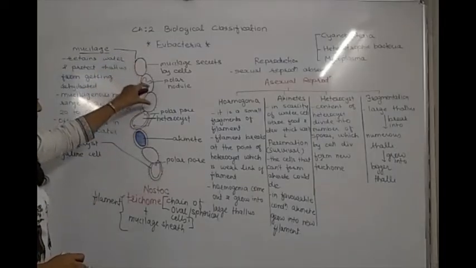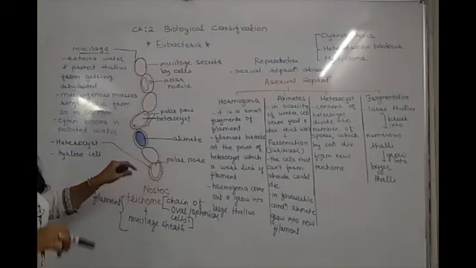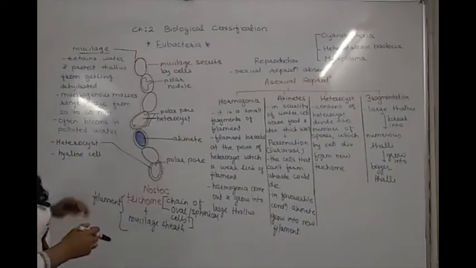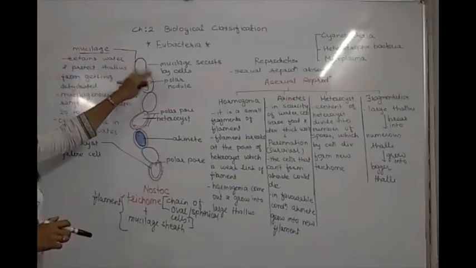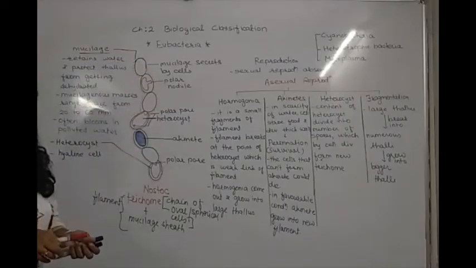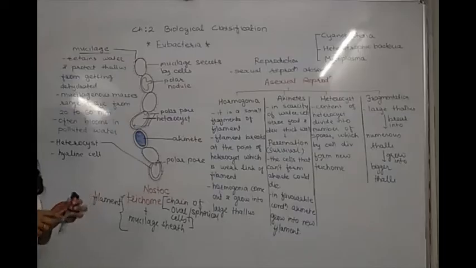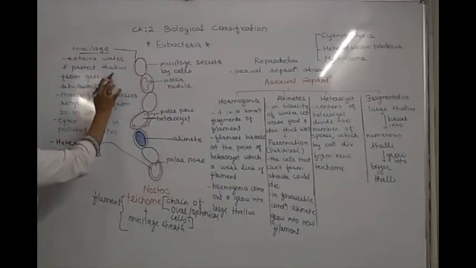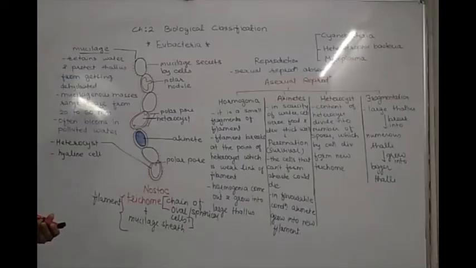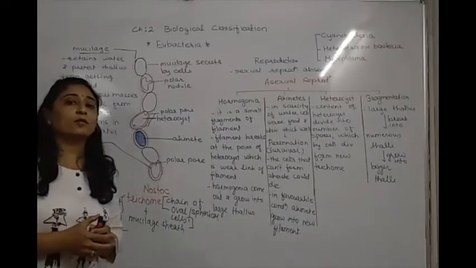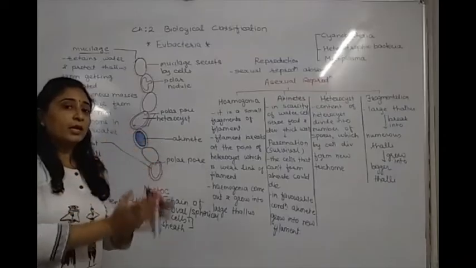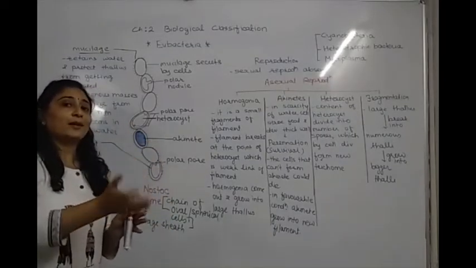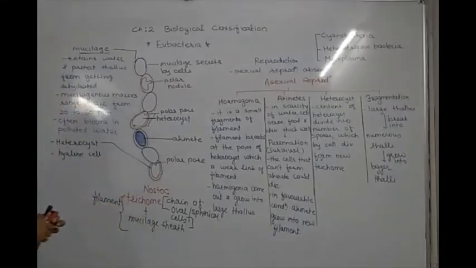Now you see the unicellular structure, that means the cell has a particular structure, which we have already discussed in the previous lecture. So why is mucilage present here? It retains the water and protects the thallus from getting dehydrated. This mucilage keeps the cells wet, so that they do not get dehydrated.